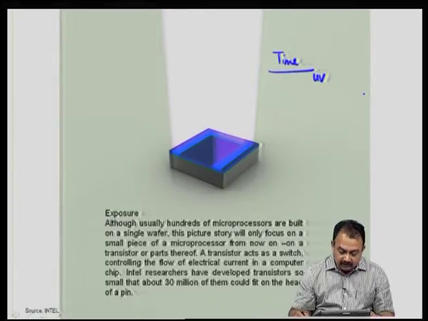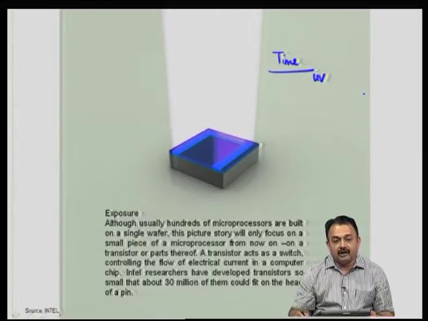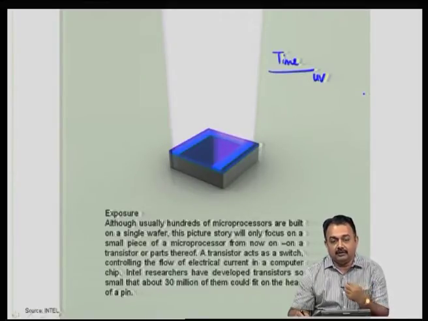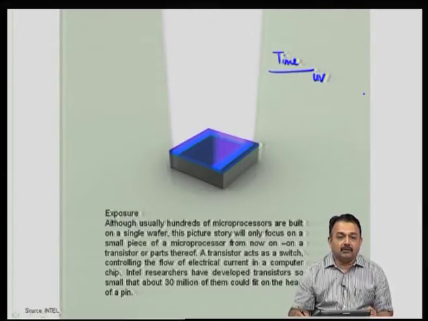Now, Intel researchers have developed transistors so small that about 30 million or more can be fitted into the area as small as the head of a pin. So, you can imagine with this statement as an example, what kind of exposure methods, what quality of photoresist material, what quality of glass mask needs to be present in the manufacturing, and therefore, that is a big challenge on the equipment manufacturing also.